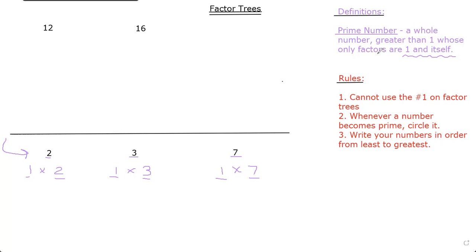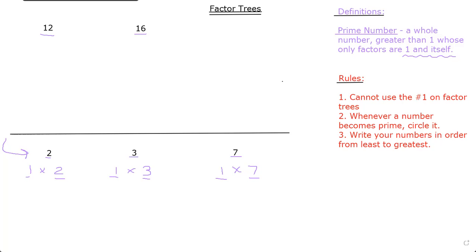Now, the other thing that you need to understand is what factors are. Factors are just merely numbers. So let's look at the numbers at the top to understand what factors are. Factors are, how can I get this answer? How do I get this answer? 12 and 16. First, let's look at 12.